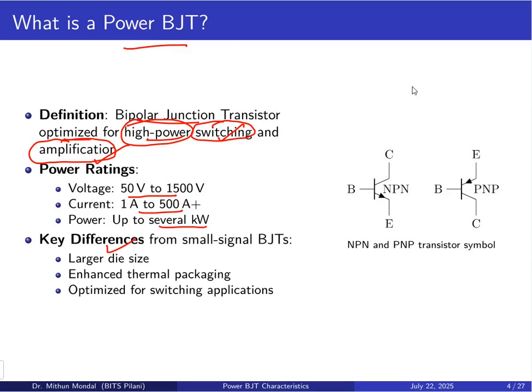The basic key differences from small signal BJTs are a larger die size, enhanced thermal packaging and optimization for switching applications. The symbols for NPN and PNP type transistors are similar to what we have discussed for the original transistor, and for the power transistor it will be the same.